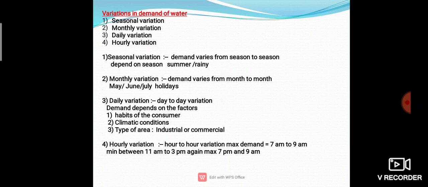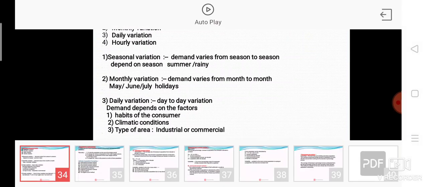Okay, then daily variation, day to day variation, means demand depends on some factors: habit of people, climatic condition, types of area, means industrial or commercial area. Okay, after this hourly variation, hour to hour variation. Maximum demand is from 7 a.m. to 9 a.m. Minimum demand is between 11 and 3 p.m. Again maximum demand at 7 p.m. to 9 p.m.